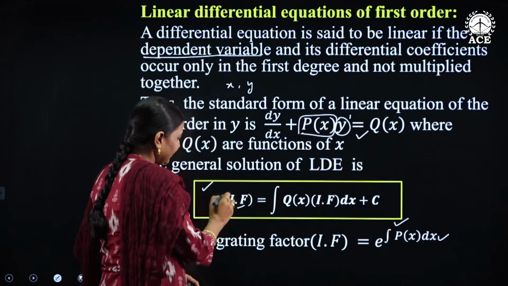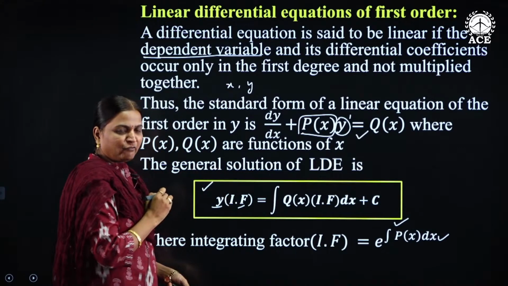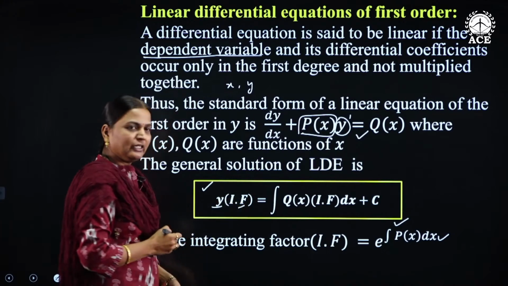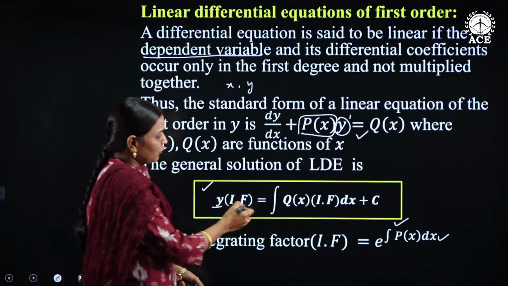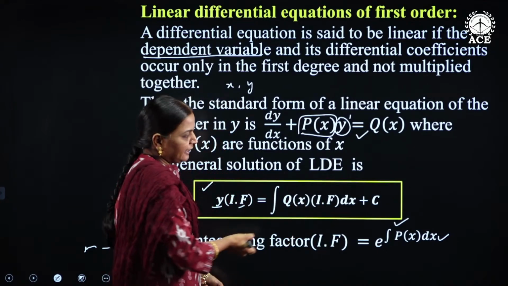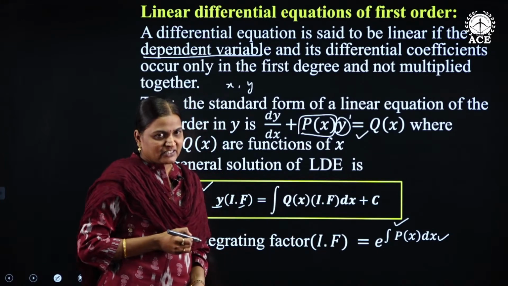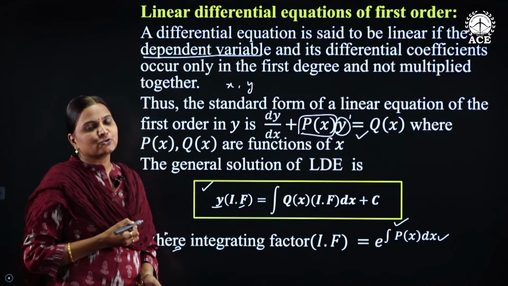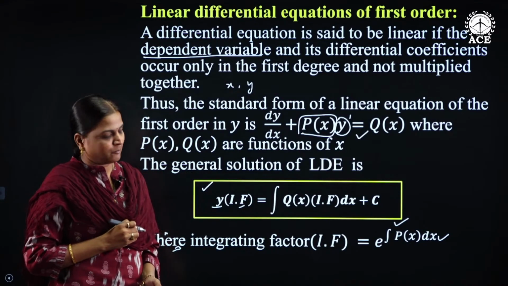Why am I writing y here? Y is the dependent variable. The product of the dependent variable and integrating factor is equal to the integration of the product of RHS into integrating factor into dx plus c. If you follow these 3 steps, then it is very easy to solve the linear differential equation.